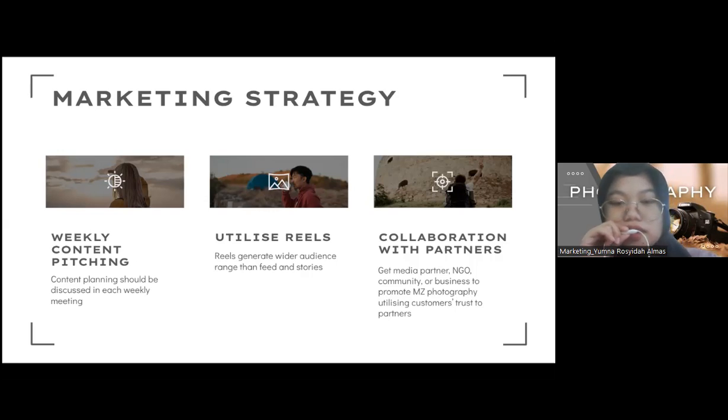And then the last part of the marketing strategy is collaboration with partners. Get media partners, NGOs, communities, or businesses to promote MZ Photography, utilizing customer trust through partners. So we will partner with printing companies and services local to Surakarta, and also event organizers, wedding organizers, schools, campuses, student associations, and any NGO or community that benefits from our service. This way, if they feel benefited from our service, we can use their trust to generate word of mouth. And it comes back to our previous slide, which is the media. And that's all for our marketing strategy. I will give it back to our moderator.